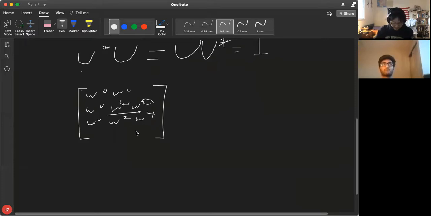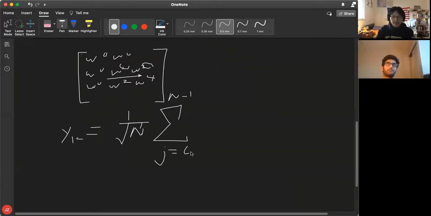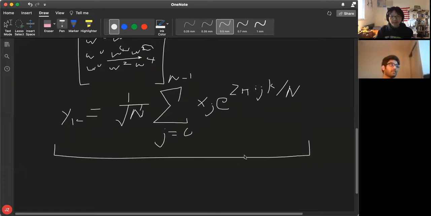So if we revisit our original formula, remember y sub k is our vector, and then 1 over the square root of n, where n is the number of elements in your vector. This is our normalizing factor, and then we just do this nice little summation, where we start from index j equal to 0. And then you would just have x sub j e to the 2 pi i jk over n. There we go. So this is our standard discrete Fourier transform.